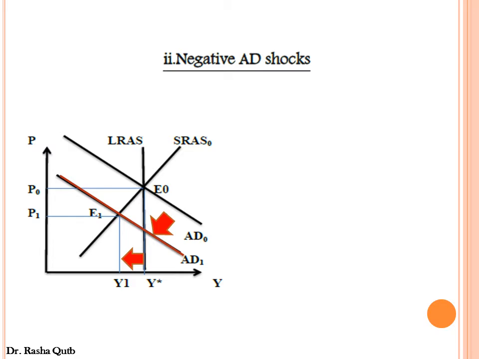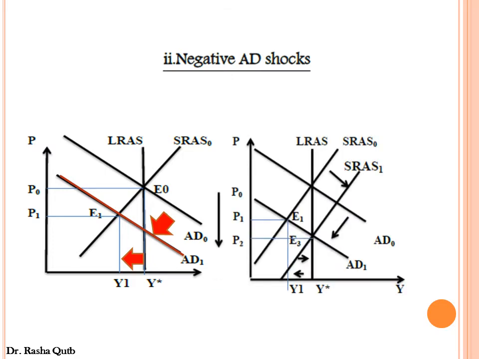Now the economy is producing below the potential level of output. In this case, we have a recessionary gap. As long as we are producing less than the potential level of output, that means we have unemployment, so demand for labor would be low and wages would decrease. In this case, a reduction in wages affects the SRAS curve.